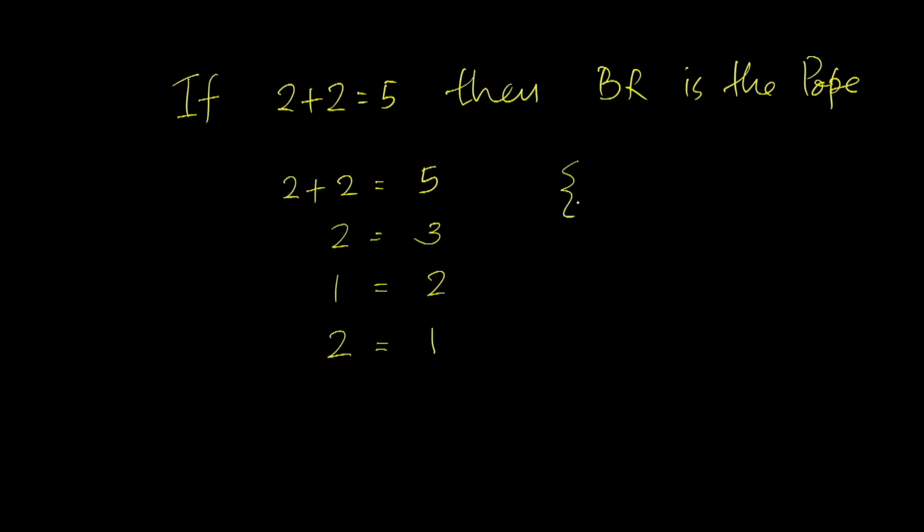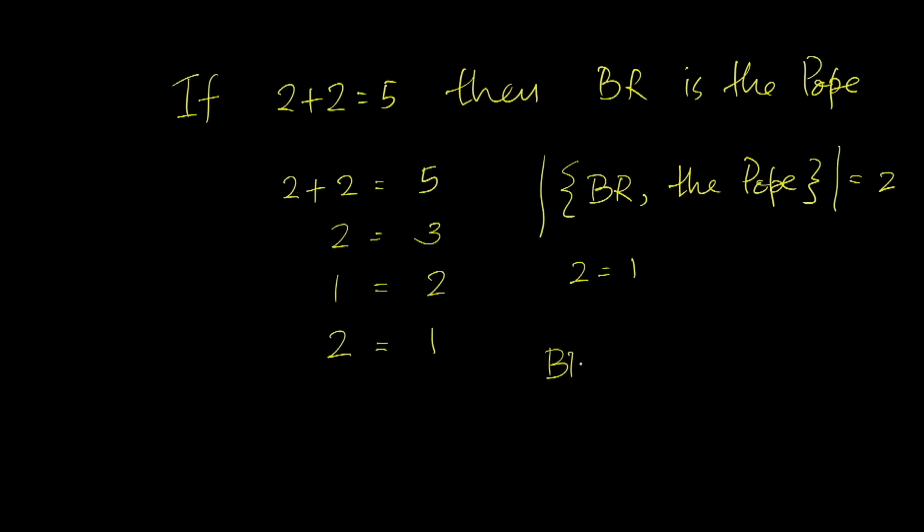Then consider the set containing Bertrand Russell and the Pope. This set has 2 people, namely Bertrand Russell and the Pope, therefore the cardinality of this set is 2. But then we know that 2 equal to 1, therefore the cardinality of this set is 1. But if the cardinality of a set is 1, that set is a singleton set and it has only one member. Therefore, Bertrand Russell is the Pope.